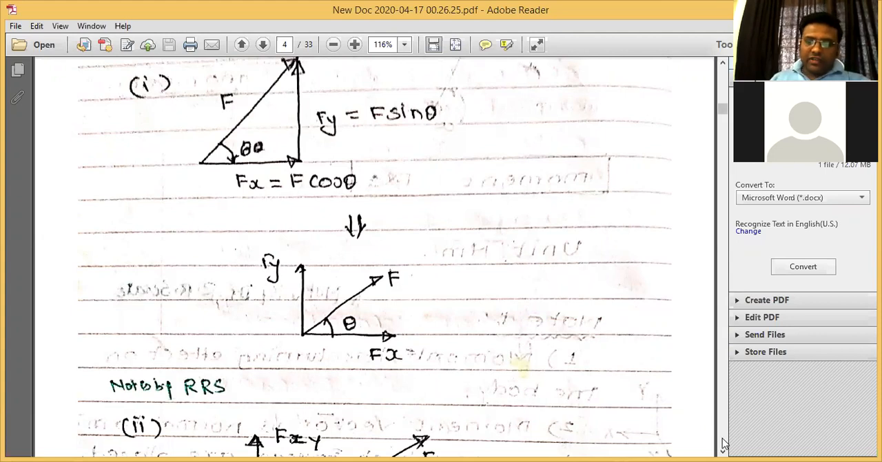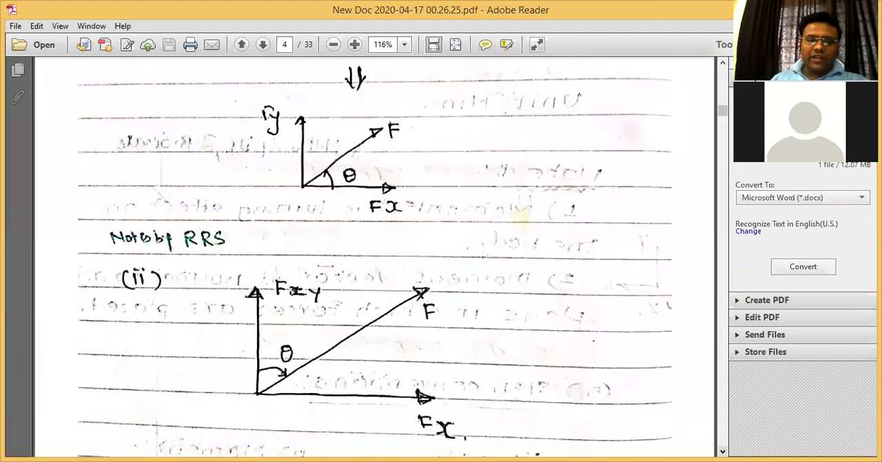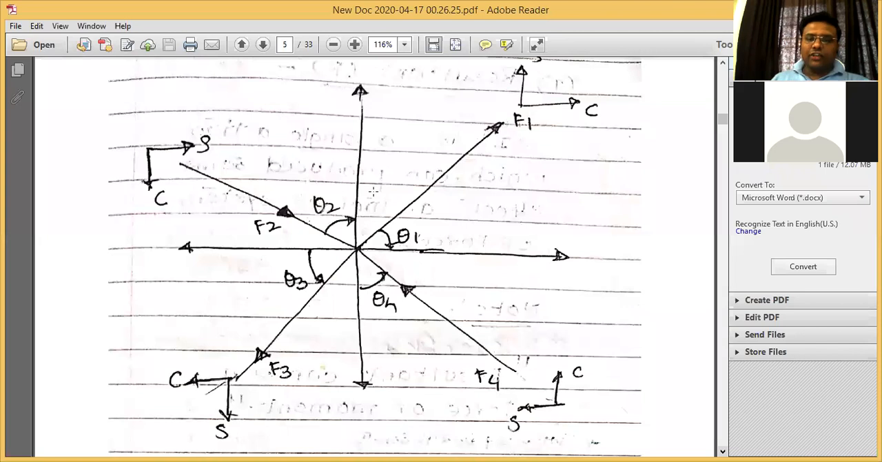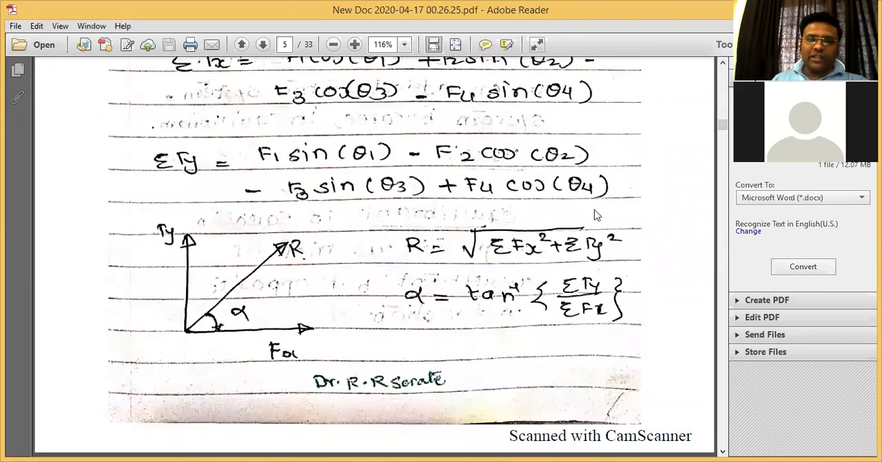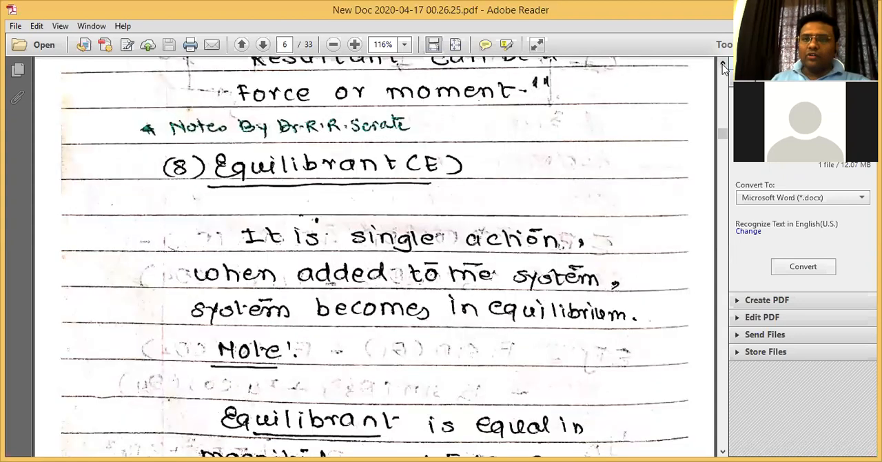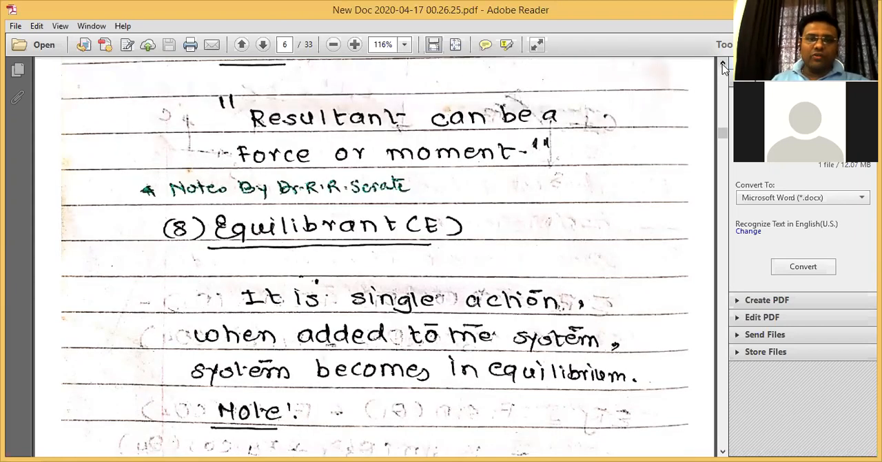And then we are expected to calculate the effect of all these forces at some point. Then we are calculating the equilibrium of the forces. The next part is the definition of equilibrium, where we have seen the resultant of all these forces will be root of Fx square plus Fy square. Then alpha will be tan inverse of summation Fy by summation Fx. And if we add the amount of resultant in the opposite direction to the force system, then it is called the equilibrant. So you can see here the definition of the resultant.